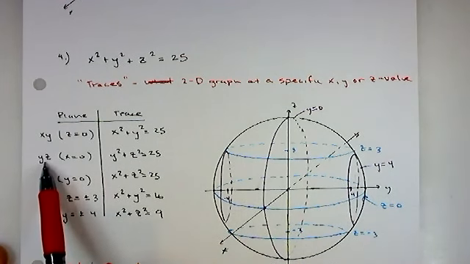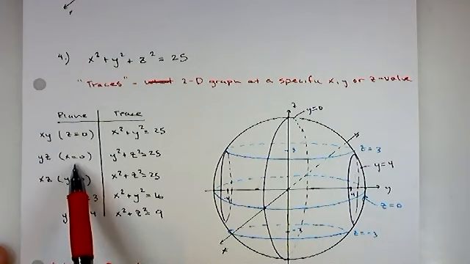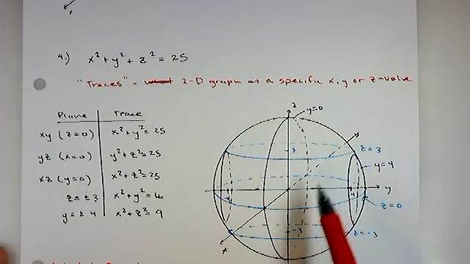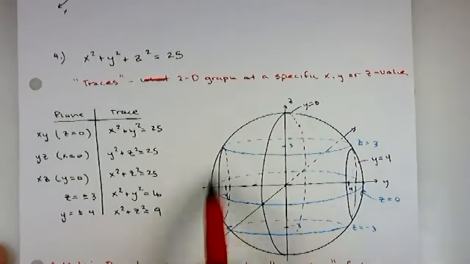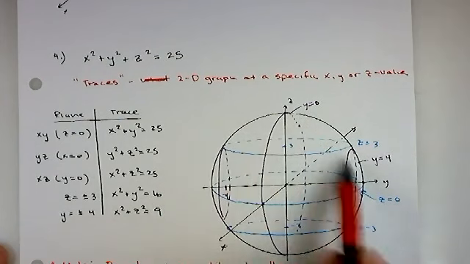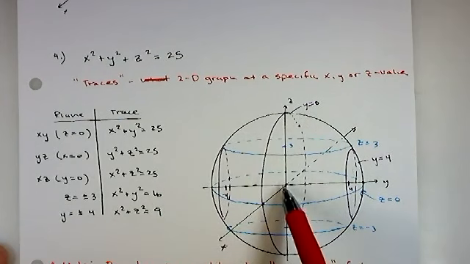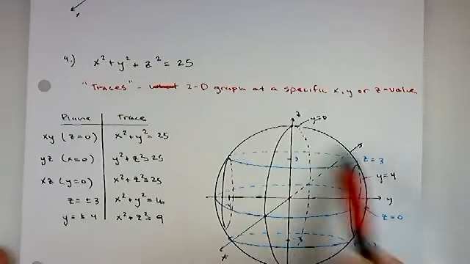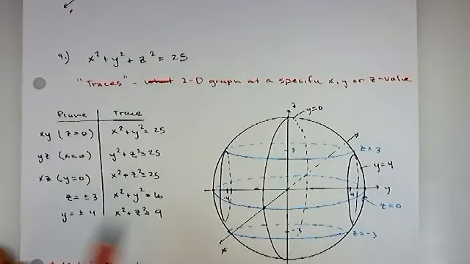The trace in the YZ plane, which is when x is 0, let x be 0 there, gives you y squared plus z squared equals 25. That would be the circle right here. When x is 0, it's like squashing this sphere into the paper. It's literally this outside circle right there.